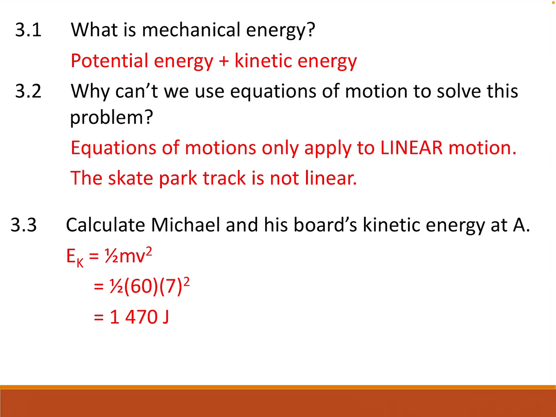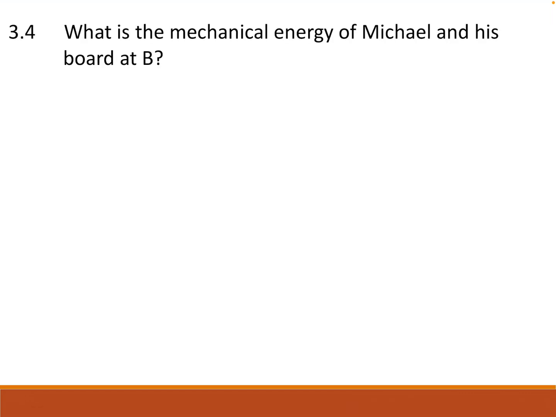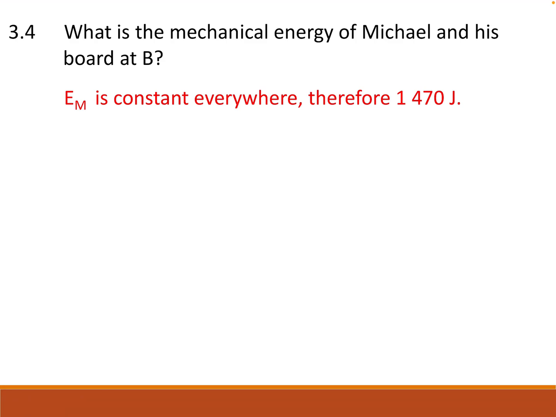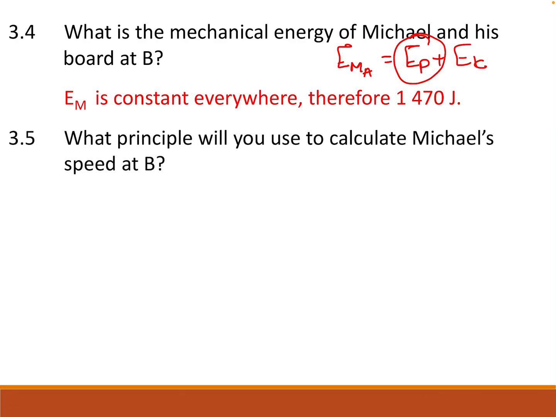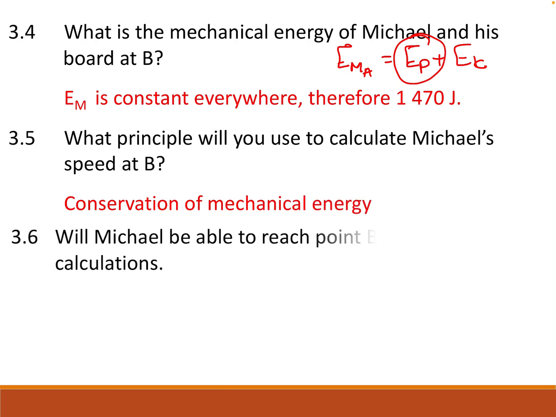Then they ask, what is the mechanical energy of Michael and his board at B? Well, mechanical energy is constant everywhere. Therefore, it's 1,470. Remember that his mechanical energy at A is his potential plus his kinetic, and his potential at A is 0. Okay, because he hasn't moved. All right, so there we go. What principle will you use to calculate Michael's speed? Conservation of mechanical energy.